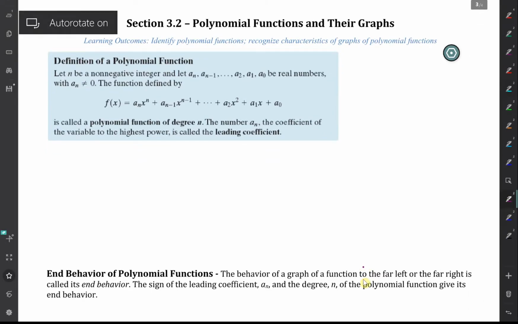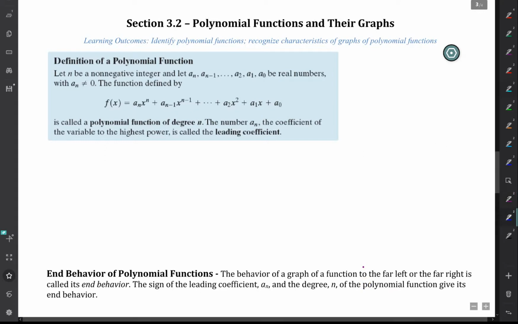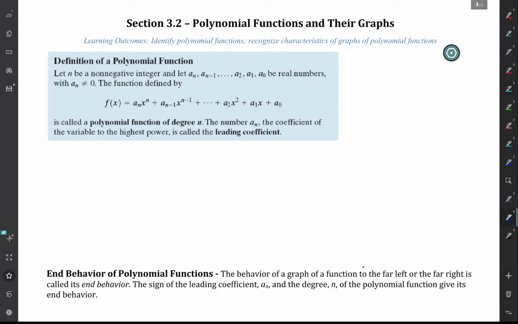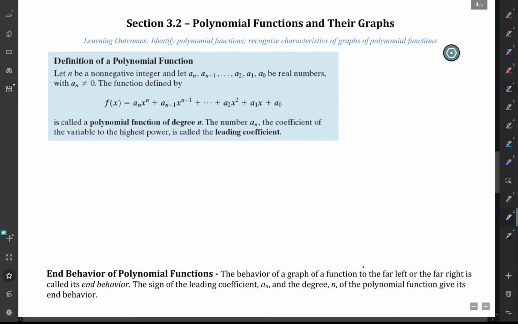In section 3.2, we're going to look a little bit closer at polynomial functions. So the definition of a polynomial is any function of the form f(x) = a_n x^n + a_(n-1) x^(n-1) + a_(n-2) x^(n-2) and all the way down to a_1 x + a_0.